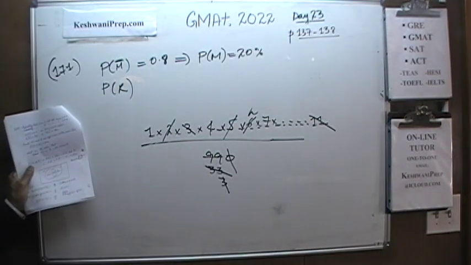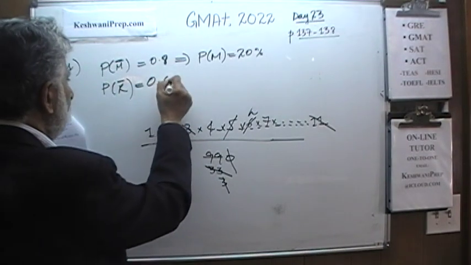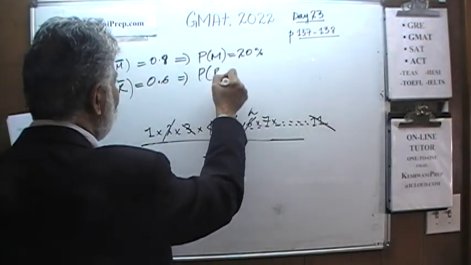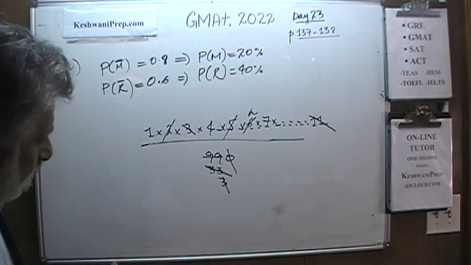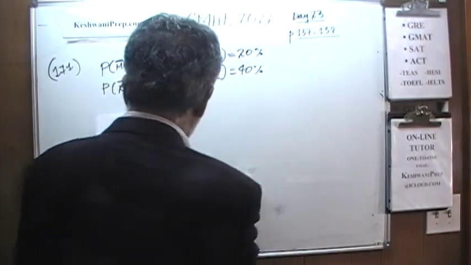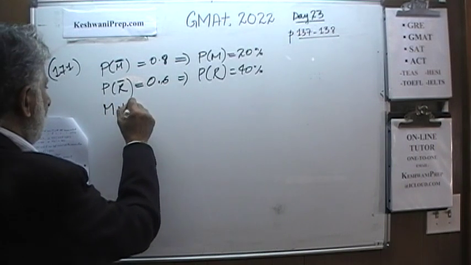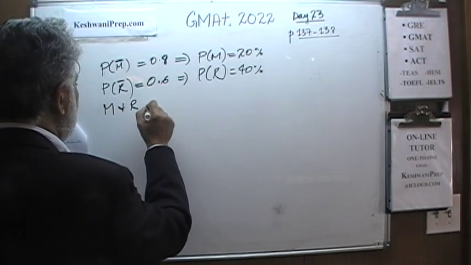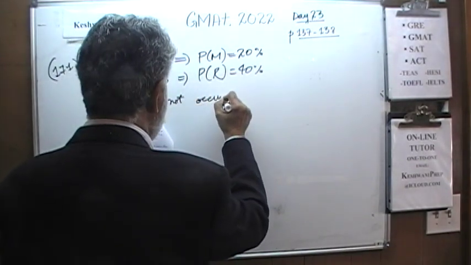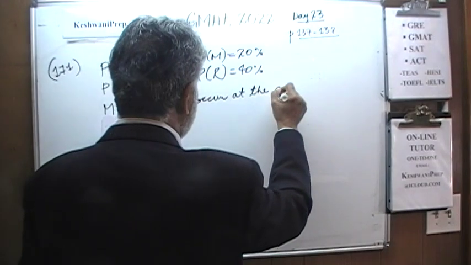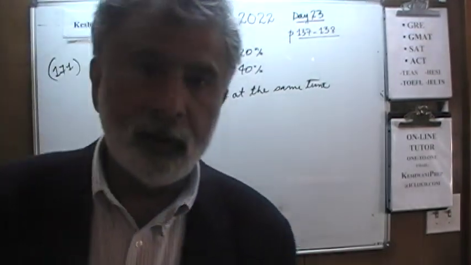You understand? We are further told that the probability that event R will not take place is 0.6, which in turn implies that the probability that R will happen must be 40%. We are further told that M and R cannot occur at the same time. The events M and R cannot occur simultaneously.